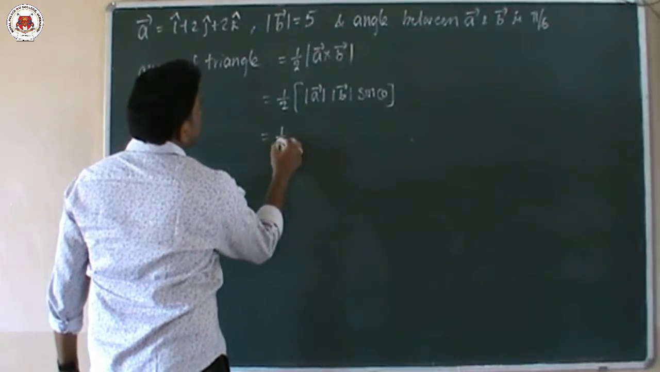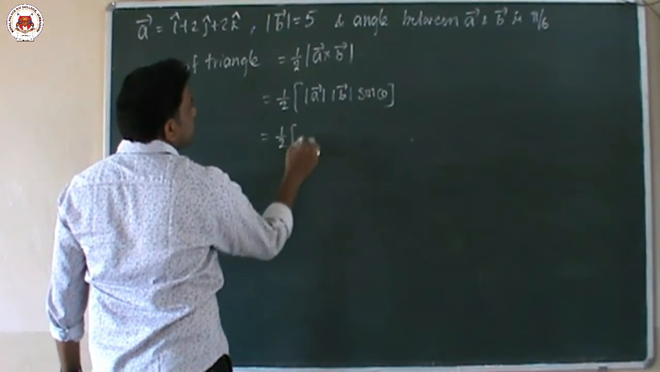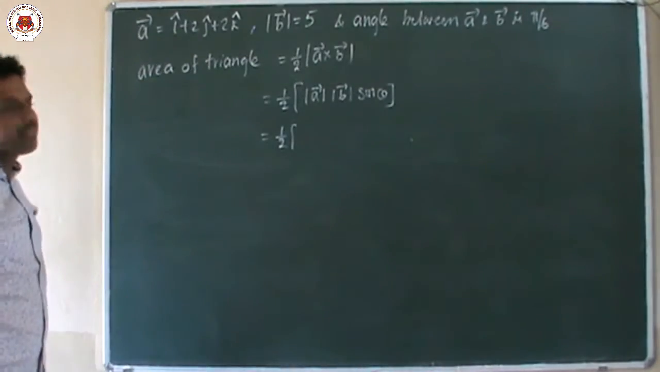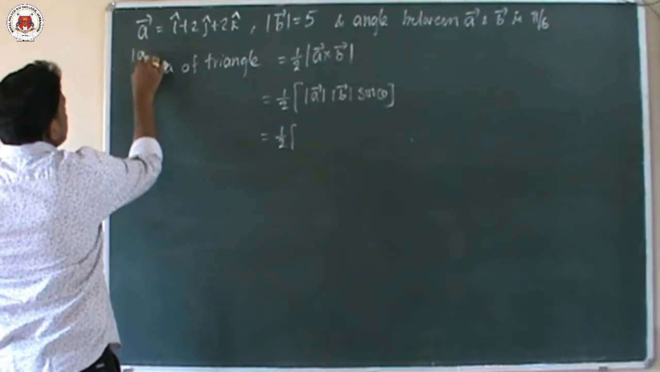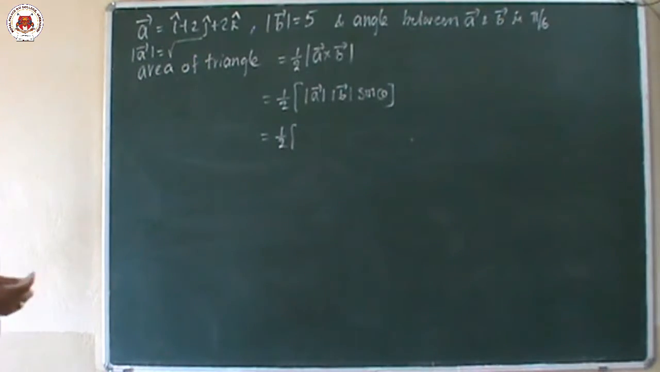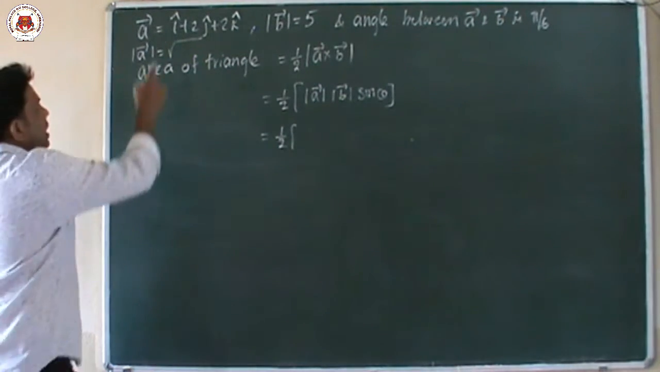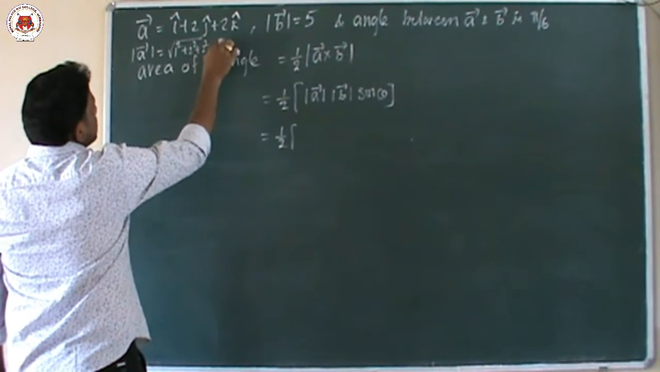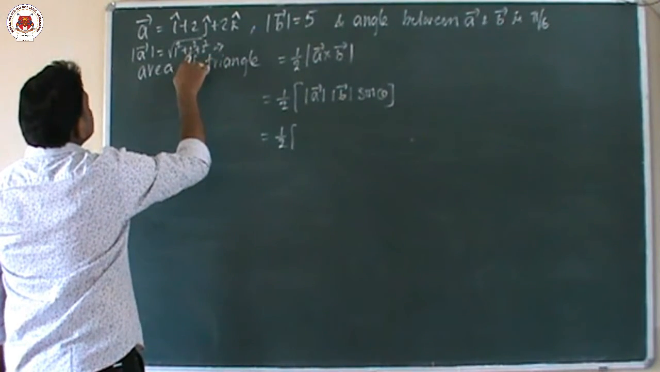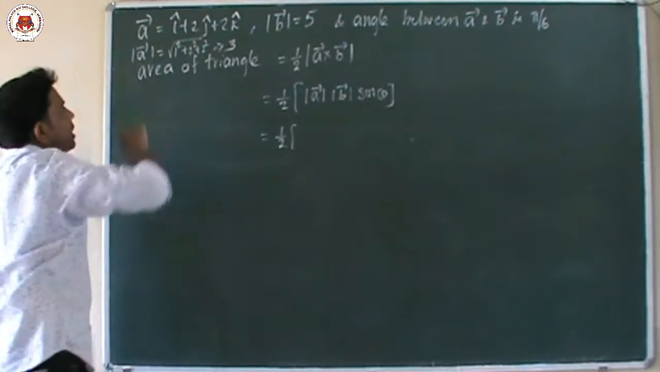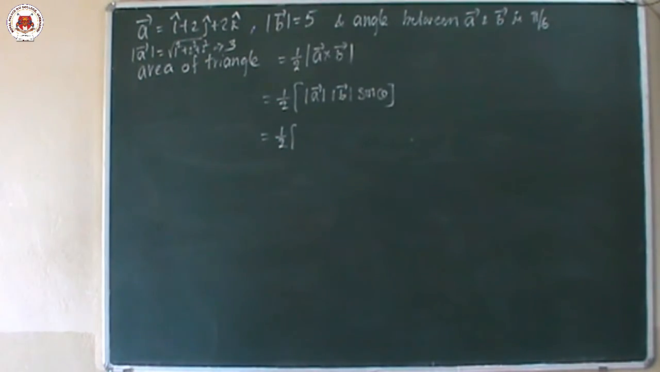If you substitute all these values, 1 by 2 into mod a, we don't know the mod a value. So first of all we have to find the mod a value. How to find the modulus? Modulus means the square root of the sum of the squares of the components. The i component is 1 square, the j component is 2 square, the k component is also 2 square. 2 square is 4, 2 square is 4, 4 plus 4 is 8, 8 plus 1 is 9, root 9 is nothing but 3. So mod a value is 3.